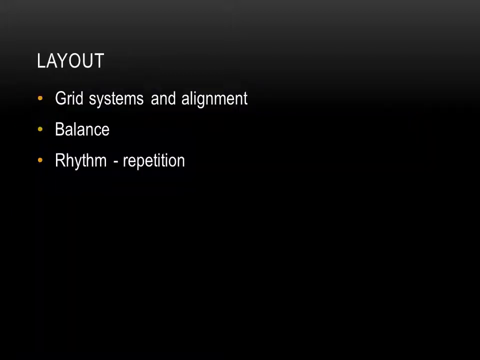All right, so that was our search problem. That was, how do we organize this so people can find things, and we can find things fast. Now what I want to talk about is the layout problem. How do we actually arrange things so that they look good? We got three things: grid systems and alignment, balance, and rhythm or repetition. So we're going to use these three concepts to control how we do a layout.